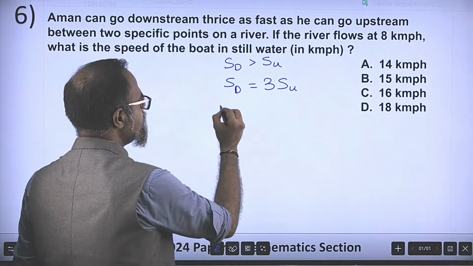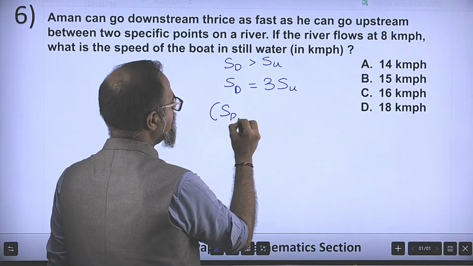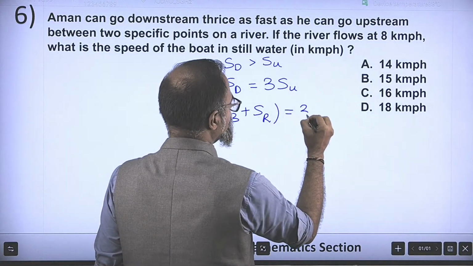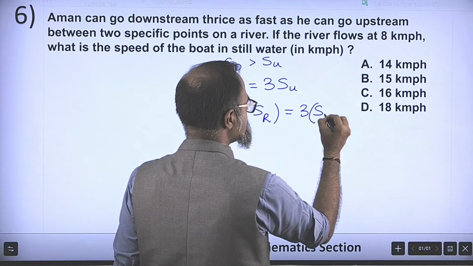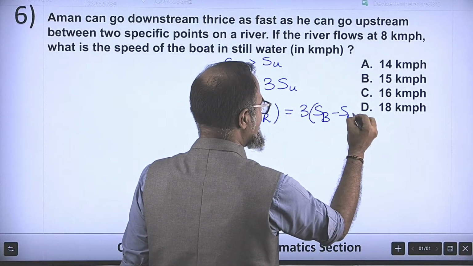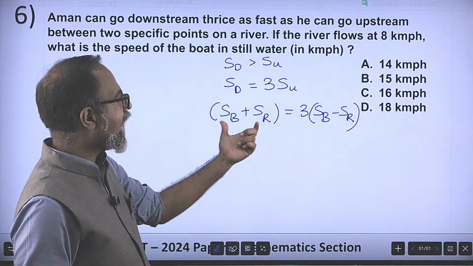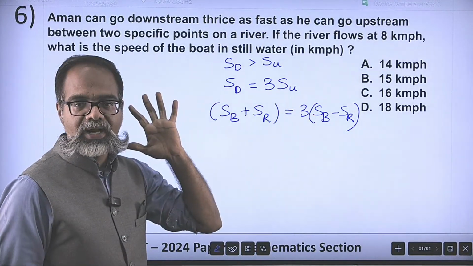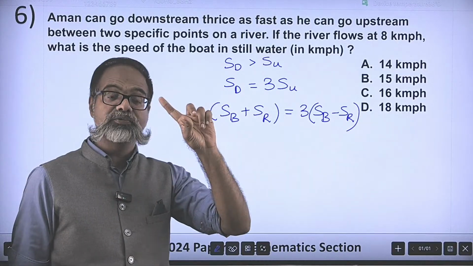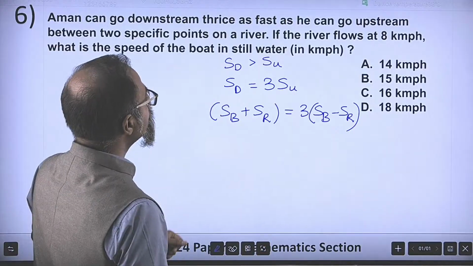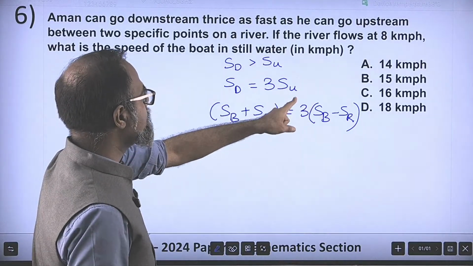Now downstream is speed of the boat plus speed of the river, which is equal to 3 times upstream speed. Upstream speed is speed of the boat minus speed of the river, right? The bigger quantity, you add; smaller quantity, subtract. So easy to remember, plus is for downstream, minus is for upstream. And I also know that the river flows at 8. So speed of the river is 8.